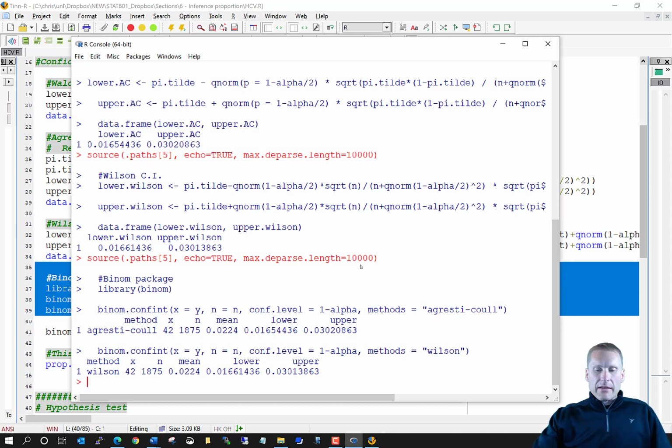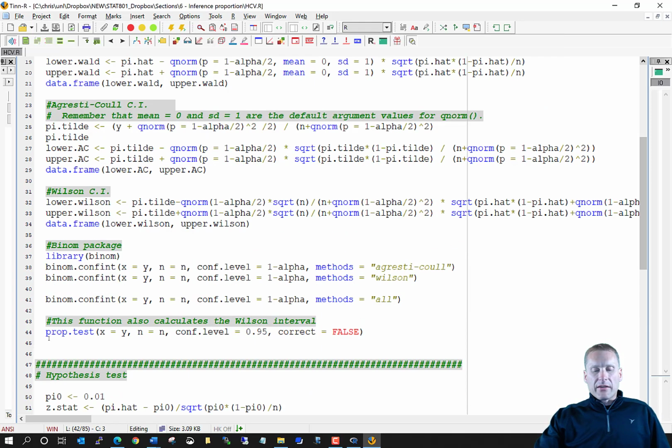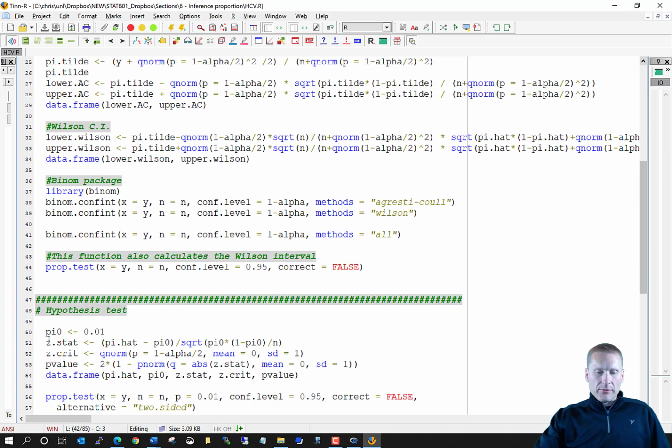Okay. And then there's also one more way to calculate the Wilson interval. This will come in especially handy once we want to do hypothesis tests. There's a function similar to t.test that we've seen before. This function is called prop.test. For the x argument, you put the number of successes, or in our case, the number of people who are positive for the disease. N argument, sample size.